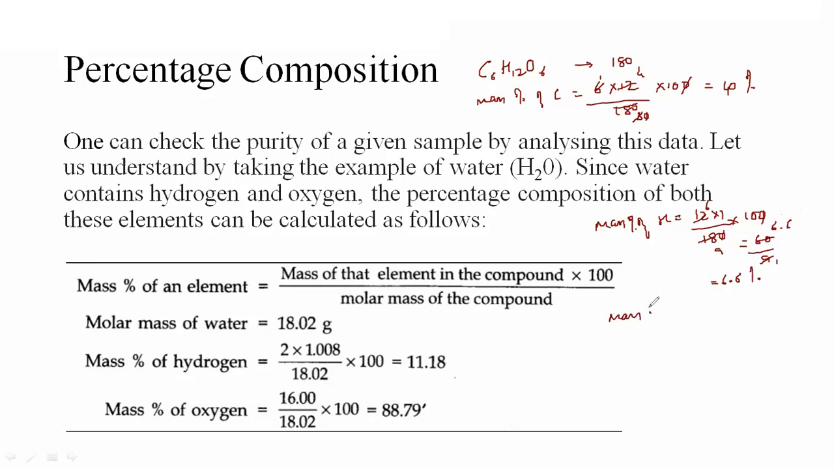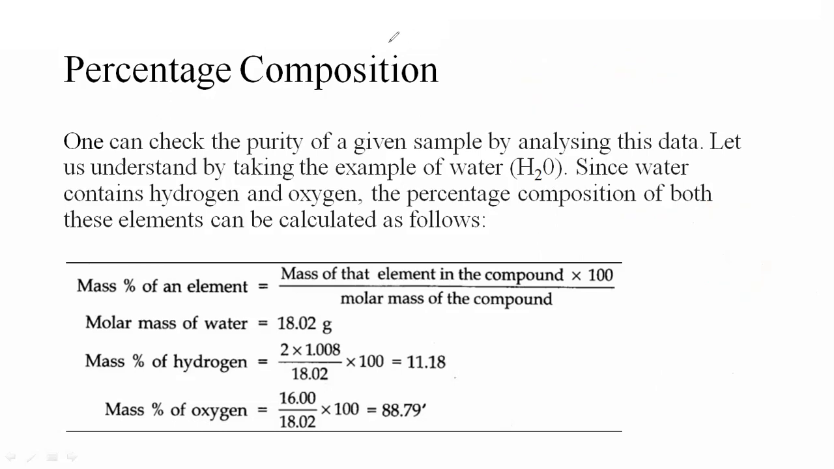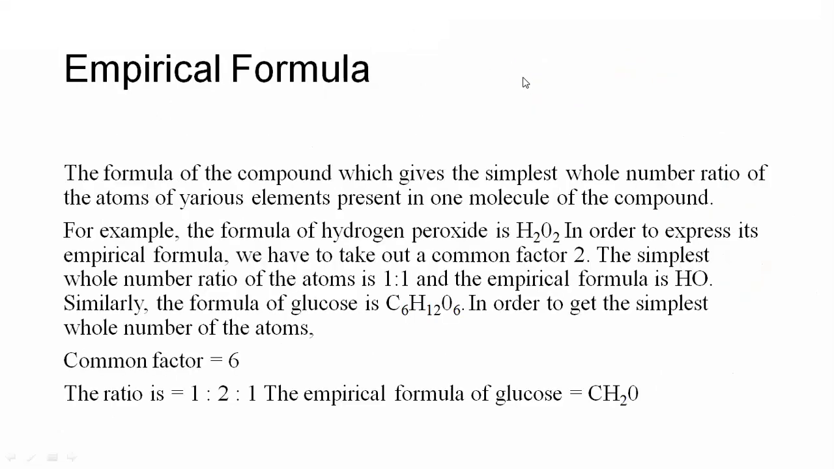Then the mass percent of oxygen. 6 oxygen atoms into 16 divided by 180 into 100. So 6 ones are 6, 6 threes are 18, 160 divided by 3, and it continues. So it is 53.33%. So this is the percentage composition, which can be found for any compound.